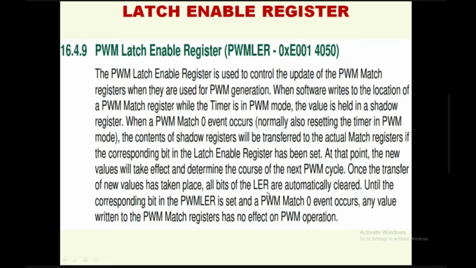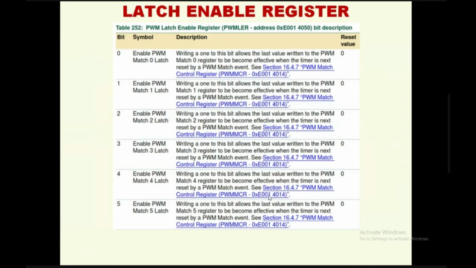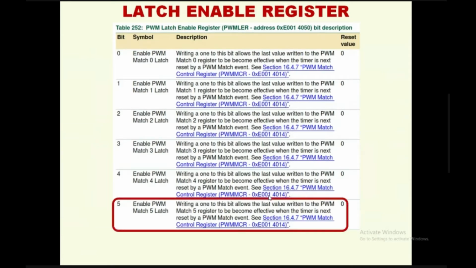Once the transfer of new values has taken place, all bits of the latch enable registers are automatically cleared until the corresponding bit in the PWM latch enable register is set and the PWM match 0 event occurs. Any value written to the PWM registers has no effect on the PWM operation. Once you experience this, you will understand it very clearly. Okay, so this is the latch enable register. Our interest is to enable the PWM match 5 latch. So writing a 1 to this bit allows the last value written to the PWM match 5 register to become effective when the timer is next reset by the PWM match event.